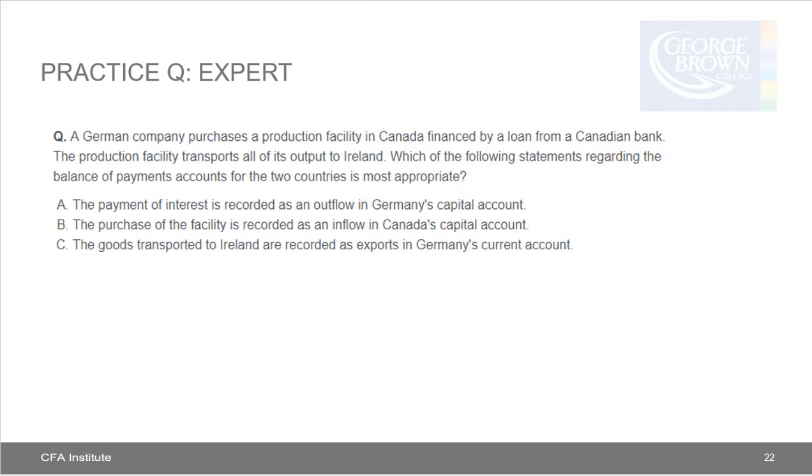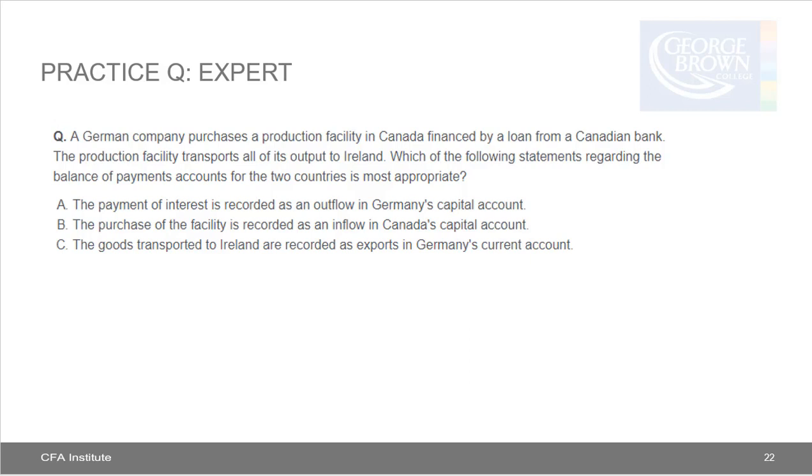Okay, another practice question from the learning ecosystem at the expert level. So you can see these are a little bit tricky. I'm just putting these in at the expert level to reinforce the fact that you need to practice and review from your mistakes, okay? So the question is, a German company purchases a production facility in Canada financed by a loan from a Canadian bank. The production facility transports all of its output to Ireland. Which of the following statements regarding the balance of payment accounts for the two countries is most appropriate?